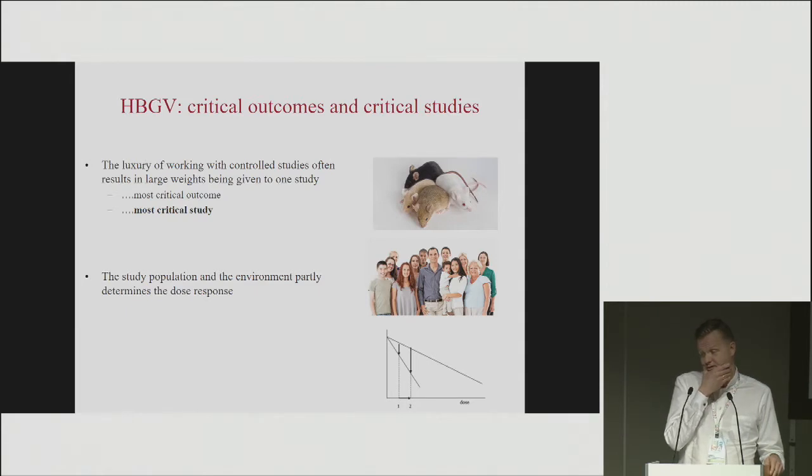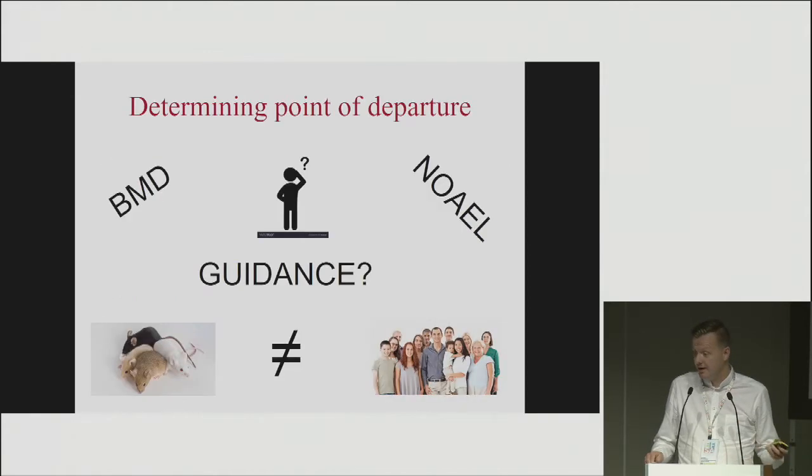But working with humans, my impression is that the study population, if you're looking at children, adults, the elderly, and the environment, partly determines the dose response that you see. Just taking an extreme example, if I take adults who all have the age of 25 and they are all males, half of them are normal weight and very fit, the other ones are overweight or obese and pre-diabetic. If I put them into an oral glucose tolerance test, the dose response curve that I get is absolutely different. And that is the environment.